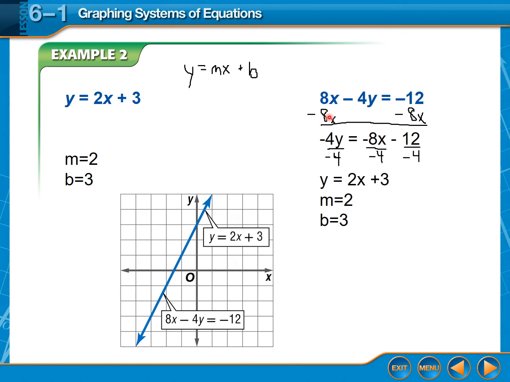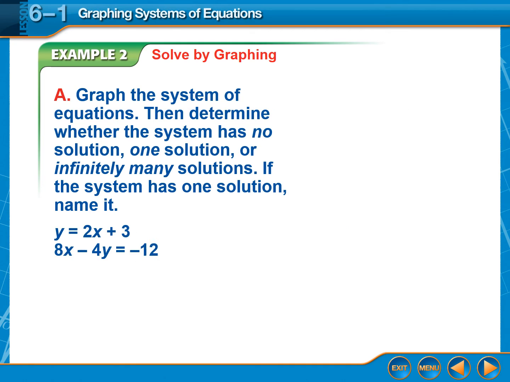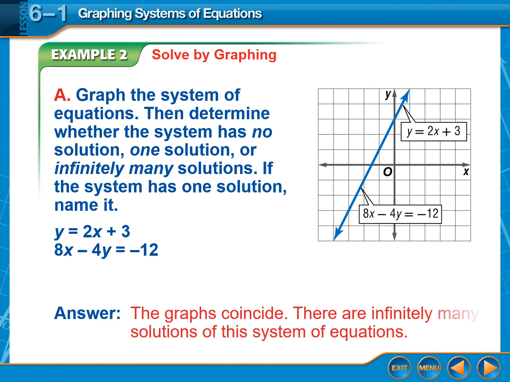Okay, so this equation is the same as this equation, which means that any combination of x and y that works for this equation will also work in this equation. So when I see my graph here, it's all the same line. The correct answer is that for this particular system, the graphs coincide, so there's an infinite number of solutions to this system of equations. Whatever works for x and y in the first equation will also work for x and y in the second equation.